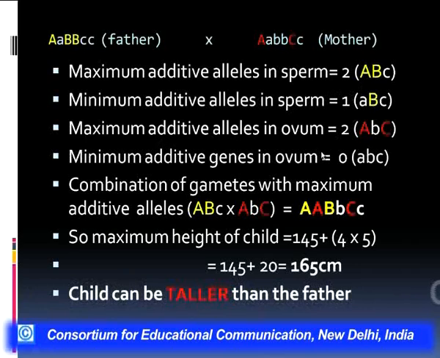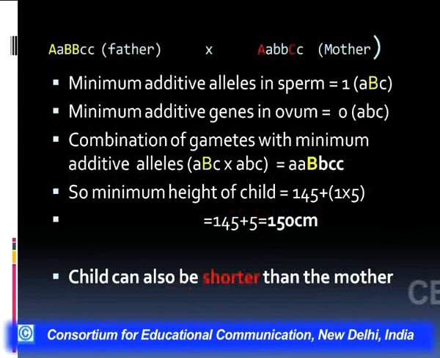In that case, 145 would be the base height, maximum genes which could come from the parent could be only 4, and in that case 4 means 4 into 5, 20, and added to the base height it would be 165. So, the answer to the first question is yes, the child can be taller than the father. How tall? One could be 165.